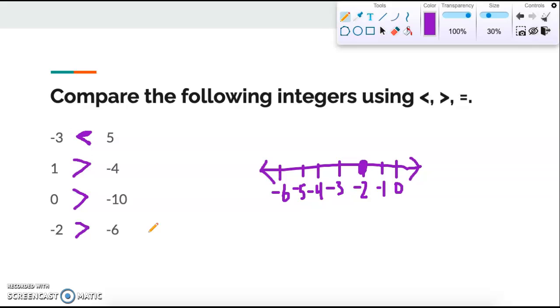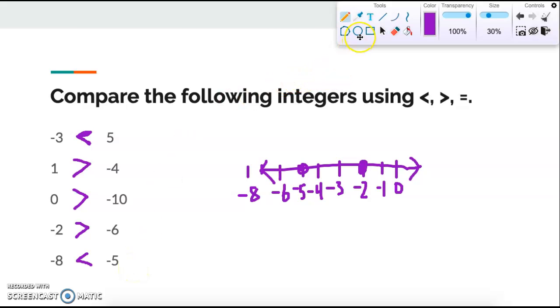You can also think about it, would you rather be $2 in debt or be $6 in debt? I would rather only owe $2, so -2 is greater than -6. Okay, or you can use that number line to help you think about these. And -8 and -5, right? -5 would be right here. -8 would be even further to the left, so that means -8 is less than -5.